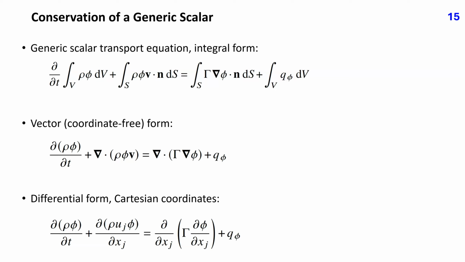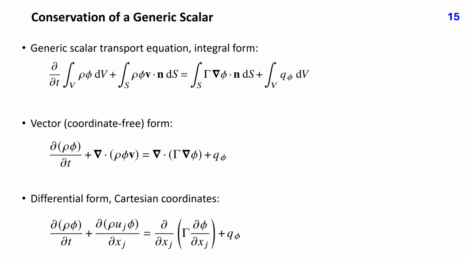The integral form of the generic scalar transport equation, which serves as the starting point for the finite volume method, is given here. The left-hand side is the same as in momentum equations for velocity components when ui is replaced by variable phi. The diffusion part on the right-hand side is simpler than in momentum equations.